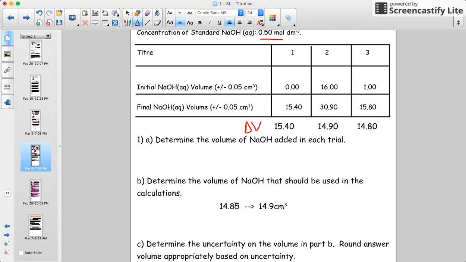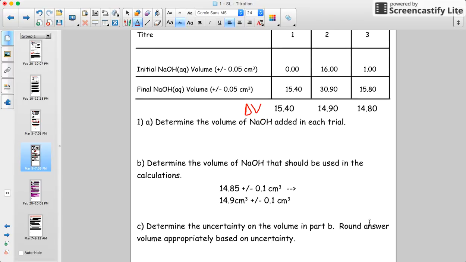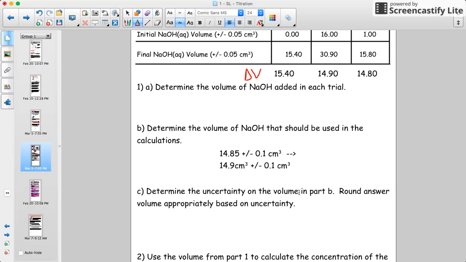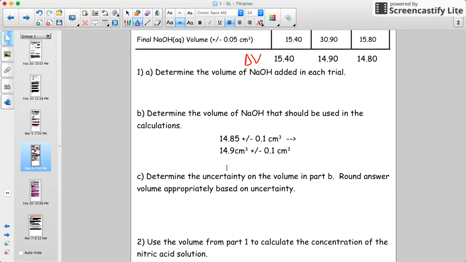So I've averaged them, but then I'm rounding them to the first decimal place. The reason why is that if each one of these readings has 0.05 cm cubed of uncertainty, when I do a subtraction, I have to add the uncertainties together. So the uncertainty on this reading is actually plus or minus 0.1 cm cubed. And therefore, I have to round off my answer to the first decimal place. That's why instead of 14.85, it becomes 14.9 plus or minus 0.1 cm cubed. So I actually just did part C. I figured out the uncertainty, and I rounded based on that.